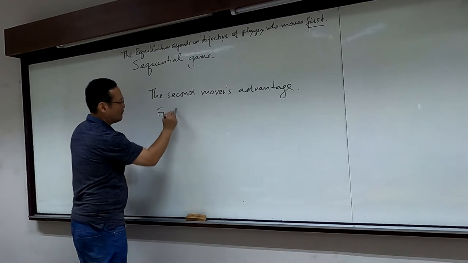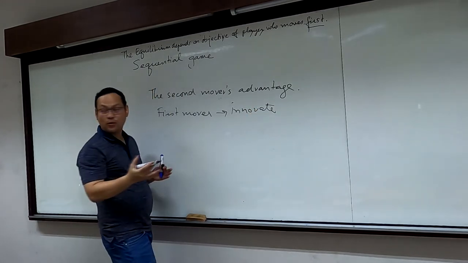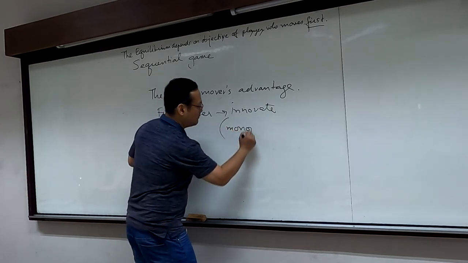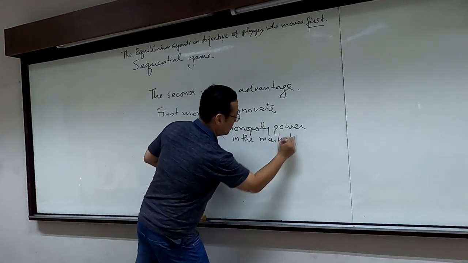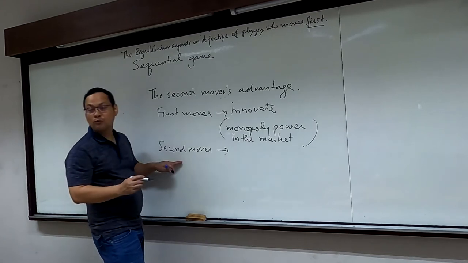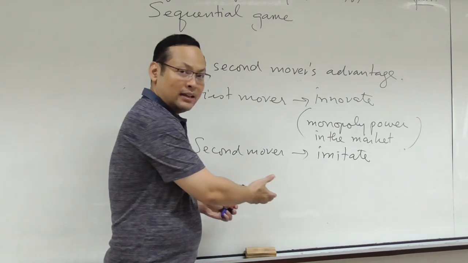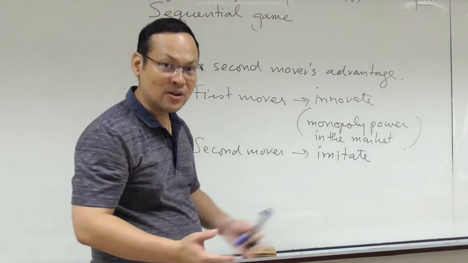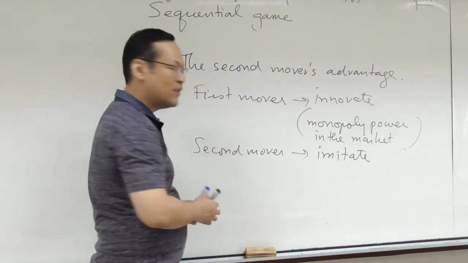Then the first mover innovates. Of course, if there is no imitator or copier, then the firm will occupy the whole market, with monopoly power in the market. But the second mover, the firm who moves second, imitates, copies. Then the firm can make money without spending on R&D investment, saves the cost and gains a lot, and pushes the first mover to have less profit. So this is the second mover advantage.